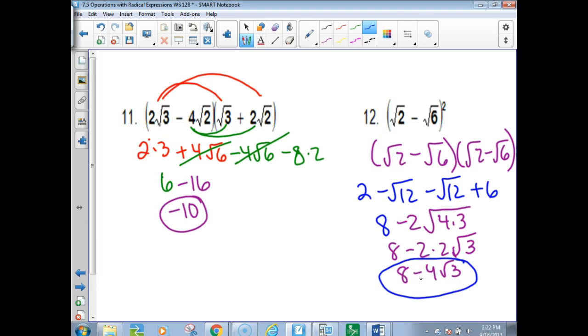Yes, Scott? Because I did negative square root of 12 plus another negative square root of 12 is a negative 2 of them. Okay? Did that explain it? And then I just started simplifying that square root of 12 right away. I kind of skipped a little detail in between. Are we good? Everybody? All right, 8 minus 4 root 3 is the final answer.